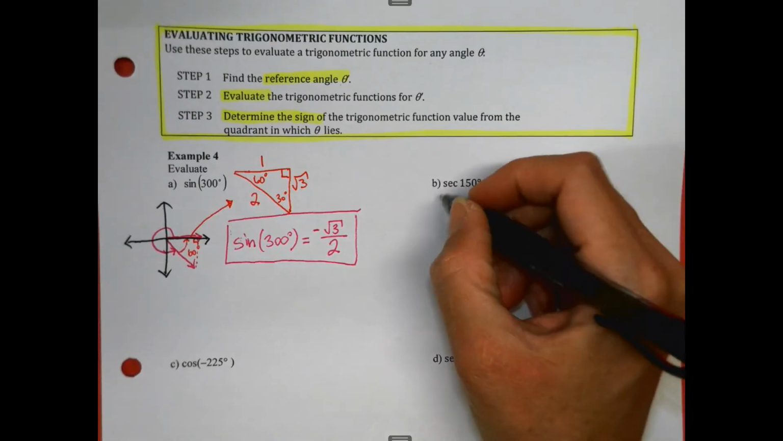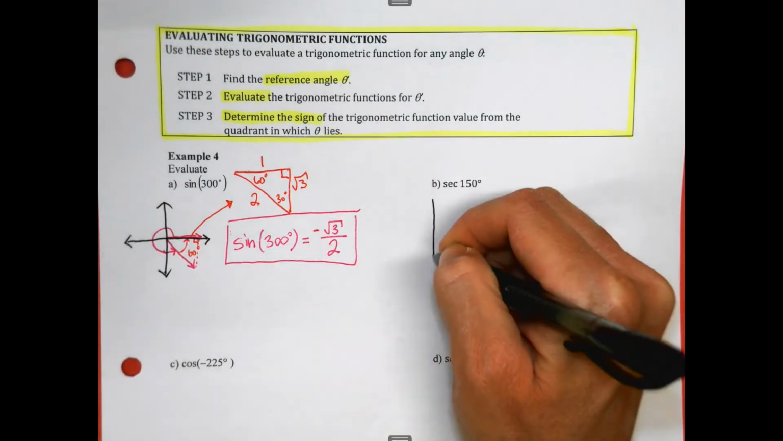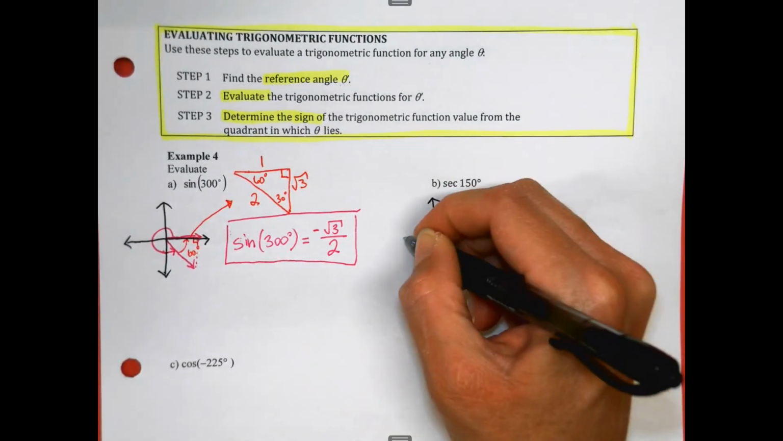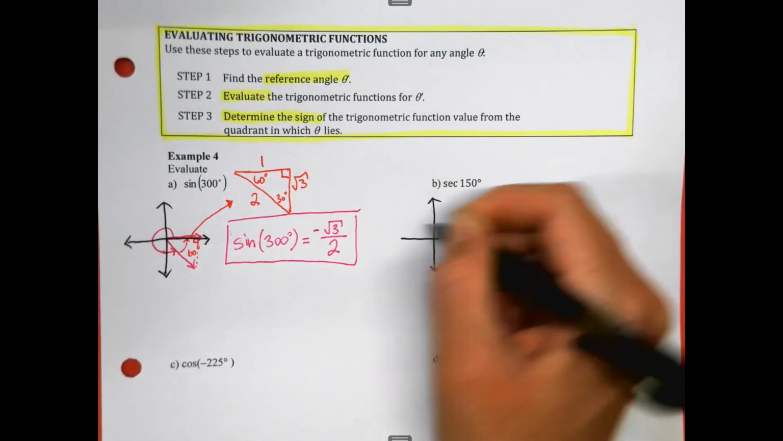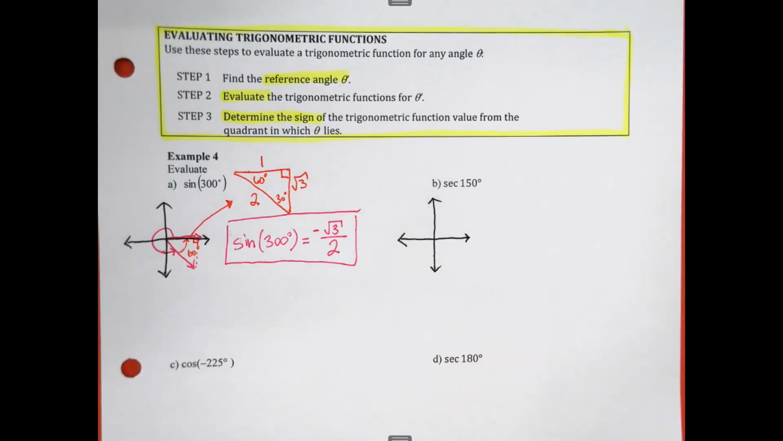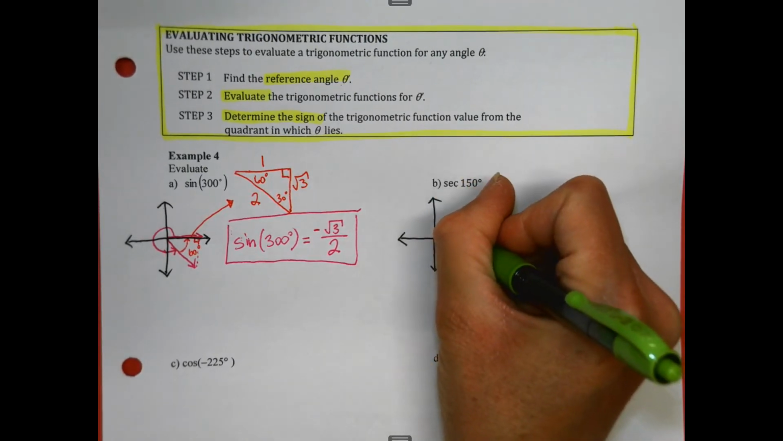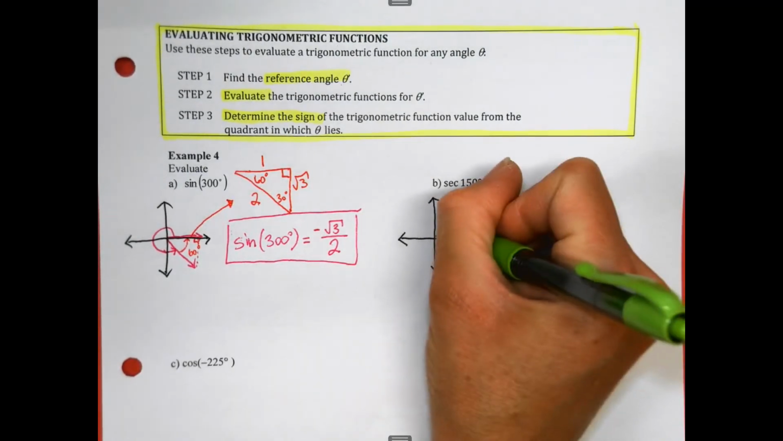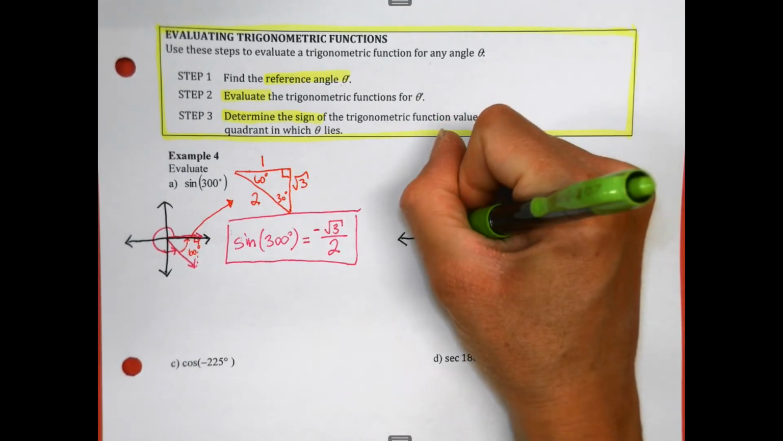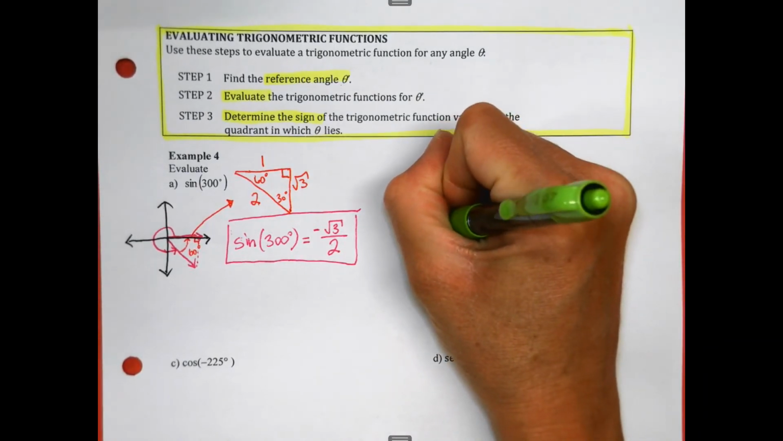Part B, we have the secant of 150 degrees. So if we draw our picture, it will help us to see what's happening here. This angle starts on the positive x-axis. It rotates in a counterclockwise direction and it ends in quadrant number 2.